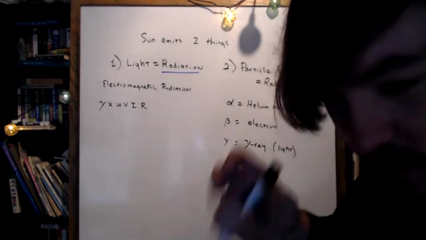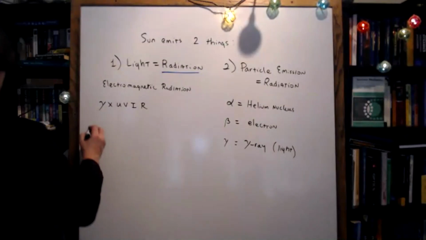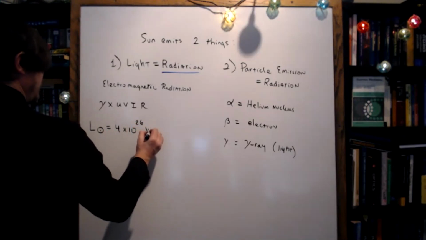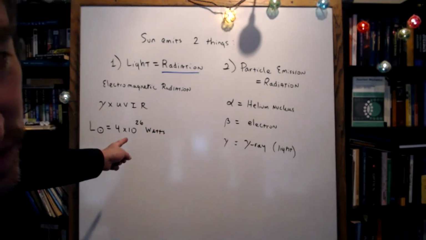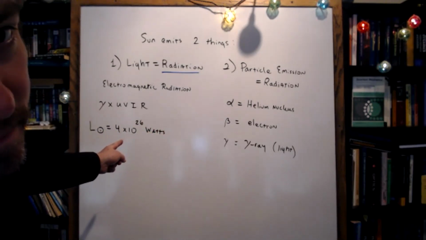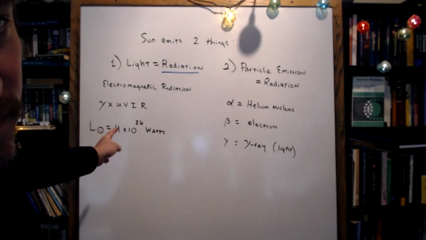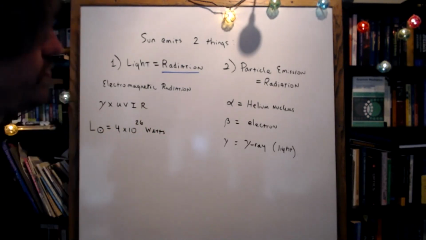The parameter that quantifies how much light the sun puts out is the luminosity of the sun. And the luminosity of the sun is 4 times 10 to the 26 watts. You'll remember that last time I taught you that that is a heaping crap load of light. Okay, that's a lot of light. You could power the US for 4 million years with 1 second worth of that power, okay?